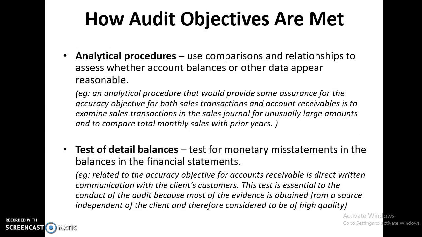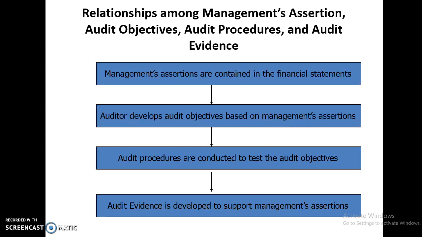Okay, we have analytical procedures as well as tests of details of balances. Analytical procedures are simply when we compare last year's balance to this year's balance to see whether there is any huge fluctuation. Let's say last year we had accounts receivable of 10,000, but this year we have almost double. There must be a reason behind it, and we need to discuss with the manager. Again, tests of details of balances, as the name states, means we need to test for monetary misstatements in the balances, looking at the balances to see whether there is any monetary misstatement.